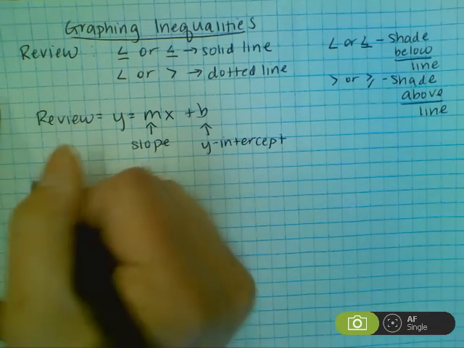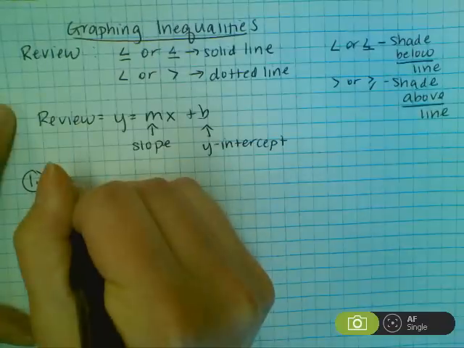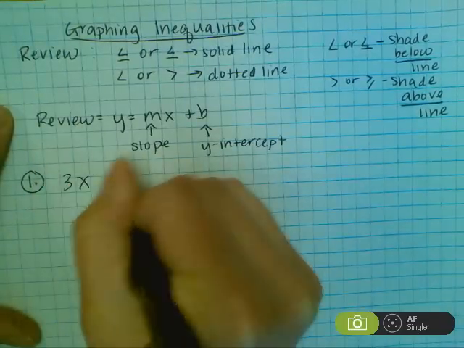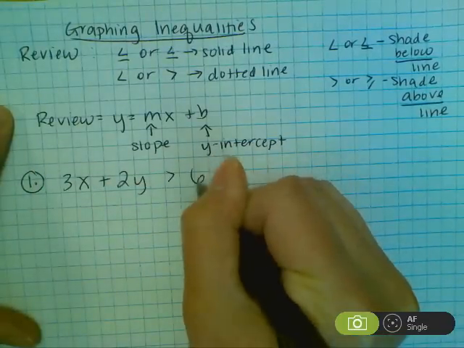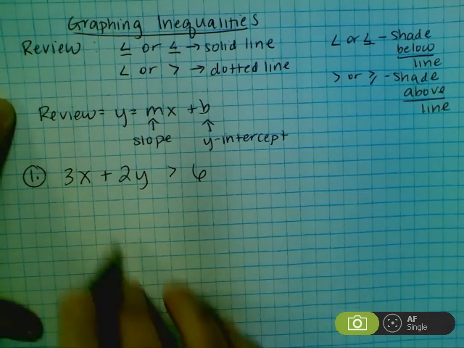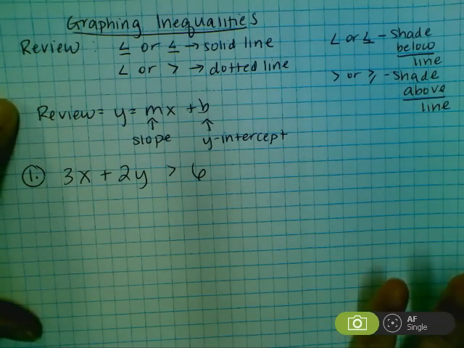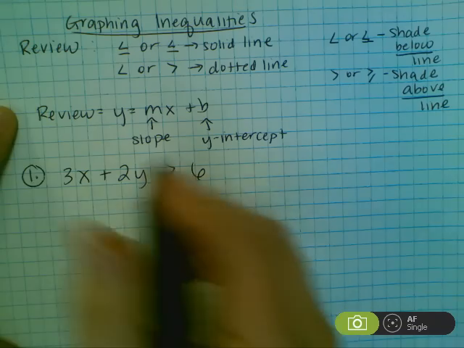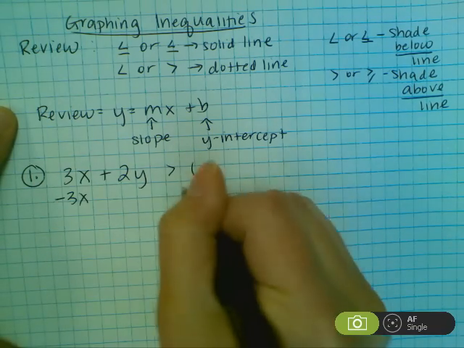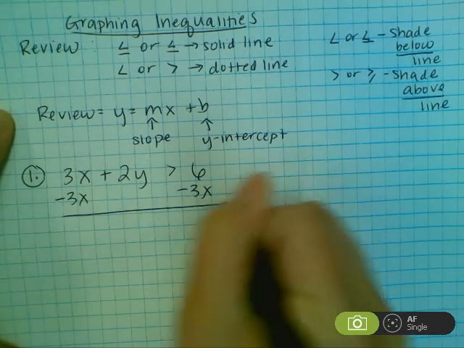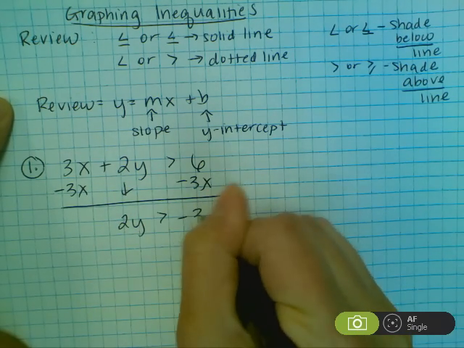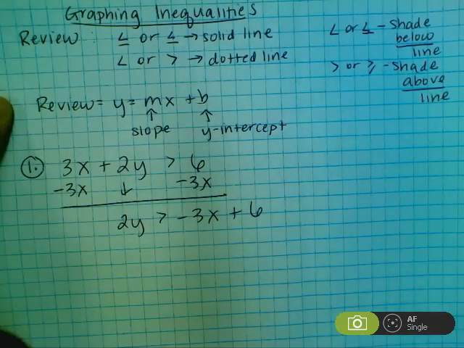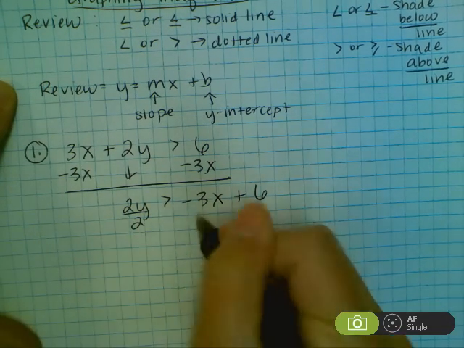Let's take a look at one example. If I asked you to graph 3x plus 2y is greater than 6. This is not in y equals mx plus b form, so the first thing that we need to do is solve for y. So we're going to subtract 3x from both sides. Bring down the 2y, so it's negative 3x plus 6. Divide both sides by 2.